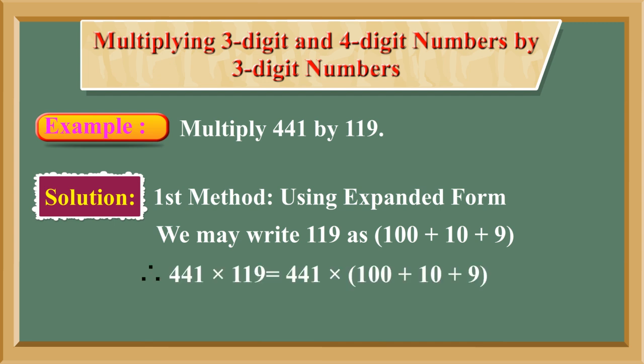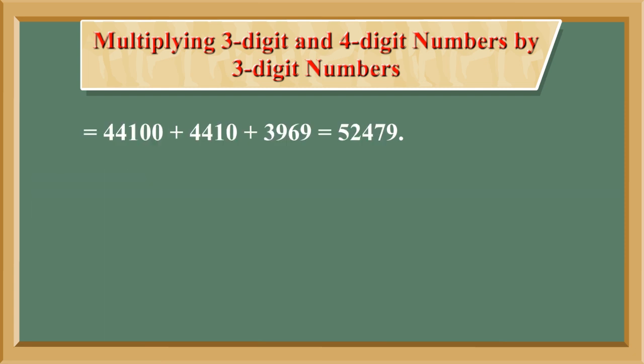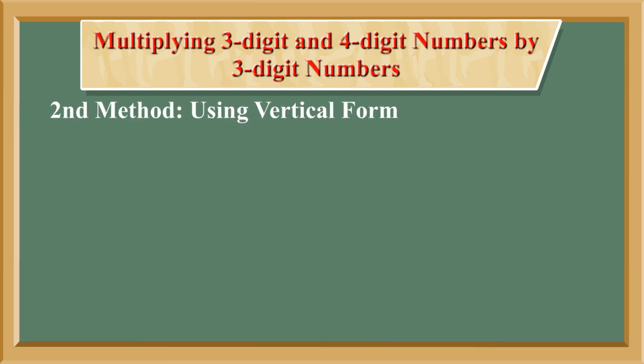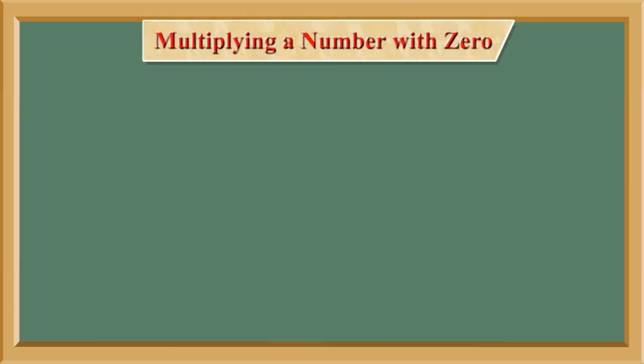Therefore, 441 multiplied by 119 is equal to 441 multiplied by (100 plus 10 plus 9), which is equal to 441 multiplied by 100 plus 441 multiplied by 10 plus 441 multiplied by 9, which is equal to 44,100 plus 4,410 plus 3,969, which is equal to 52,479. Second method, using vertical form. Thus, 441 multiplied by 119 is equal to 52,479.